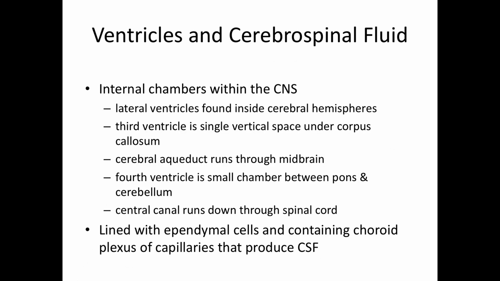All right, so the internal chambers in letters. Let's go back to pen. So the lateral ventricles are found deep inside each cerebral hemisphere. The third ventricle is a single vertical space under the corpus callosum, and it is enclosed by the thalamus. The cerebral aqueduct passes through the midbrain and widens into the fourth ventricle, which is between the pons and the cerebellum. And that narrows inferiorly to run down the spinal cord. It's lined with ependymal cells, which help keep those ions in check, and it contains the choroid plexus of the capillaries that produce CSF, which, of course, those capillaries are lined with ependymal cells as well.